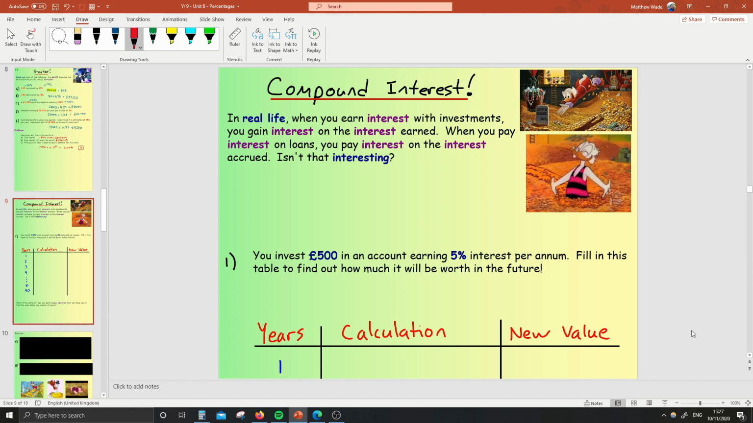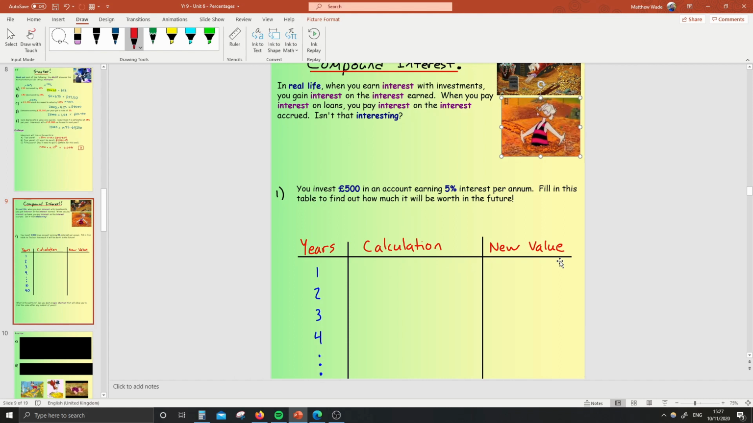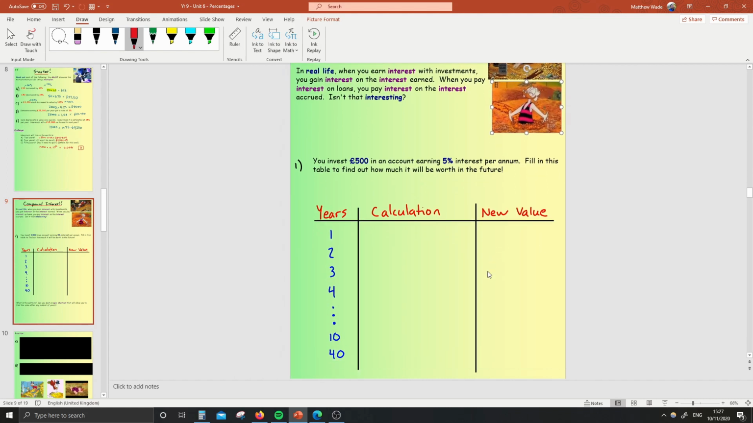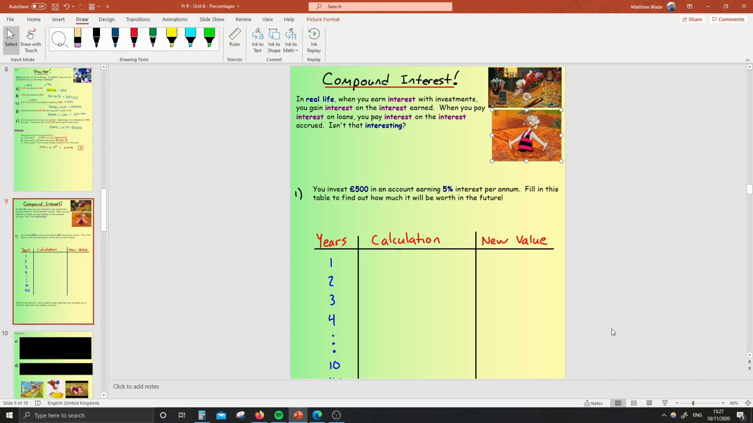Now, compound interest, so I'll give you a chance to write that title in your book. Also, I'm going to just talk over while you do this. You can probably do two things at once. Also, I want you to write down this table: years, calculation, and new value, and then 1, 2, 3, 4, but then literally put the dot, dot, dot, don't continue all the way to 10. Go 1, 2, 3, 4, dot, dot, dot, 10, 40. So get your table all ready.